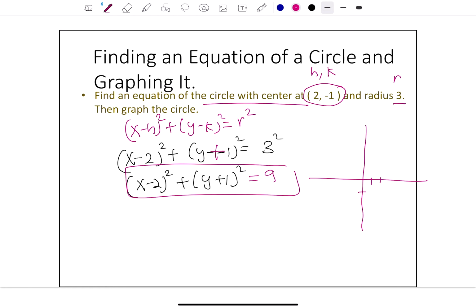So x is positive 2, y is negative 1. From here, if I go 3 to the right, remember this is 2, I would be at 5. And if I go 3 to the left, I would be at negative 1... at negative 2 for the x. If I go 3 up, I would be at positive 2 for the y. And if I go 3 down, I would be at negative 4. And if I connect these points, that's going to be my graph of the circle.